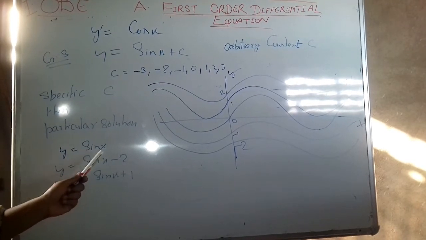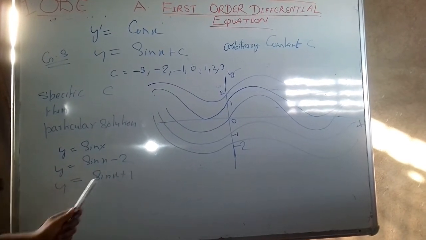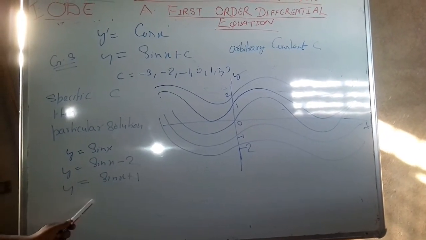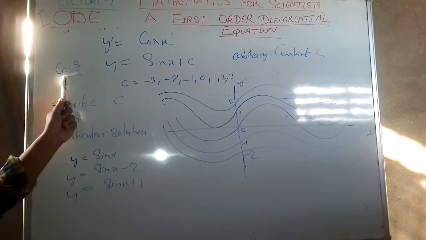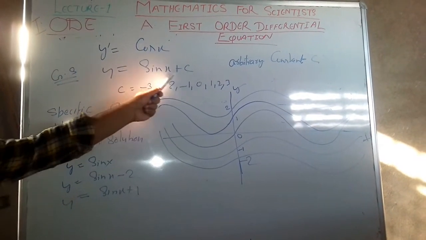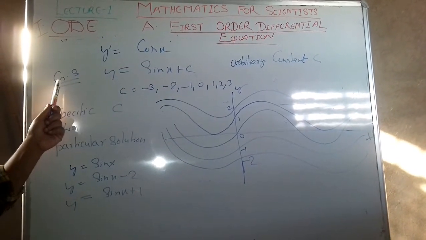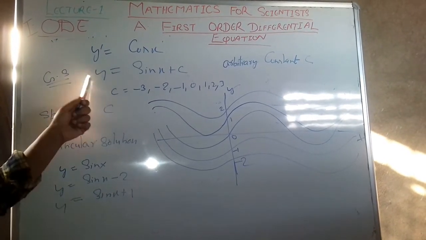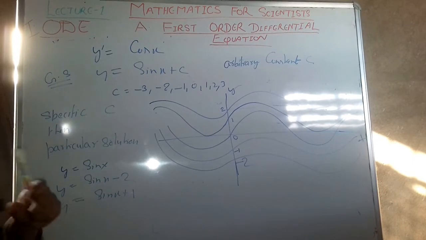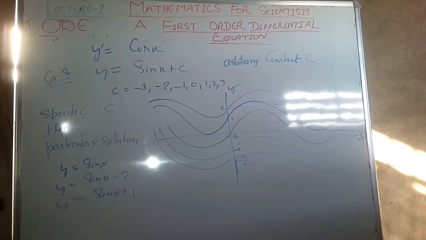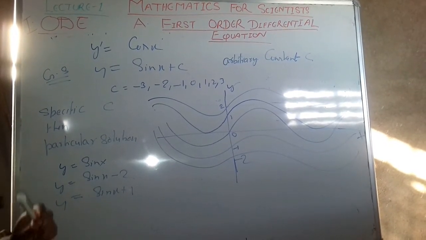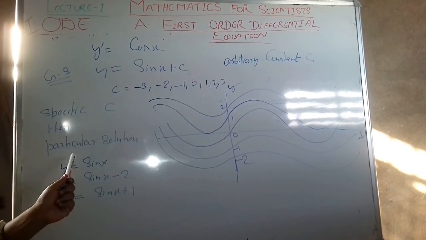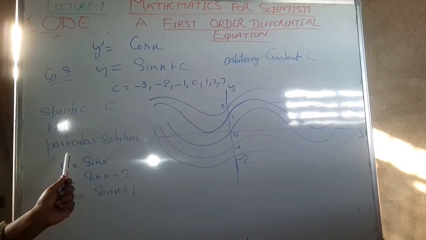So y equal to sin x, or y equal to sin x minus 2, or y equal to sin x plus 1, these are particular solutions of the general solution y equal to sin x plus c. So a general solution has an arbitrary constant. So y equal to sin x plus any arbitrary constant will become the general solution, and if we give a specific value for the arbitrary constant, then that one will become a particular solution.